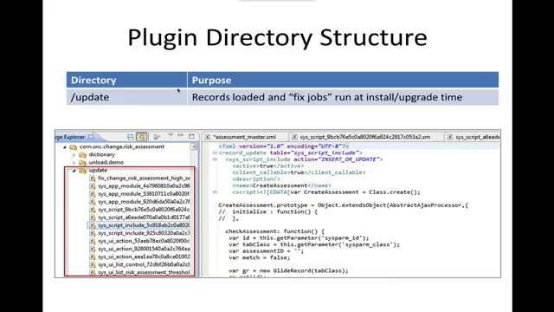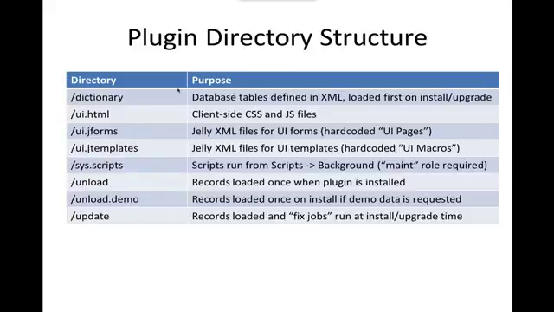The update folder is kind of like the unload folder, only it gets applied every upgrade. So if we change something in here and the customer hasn't modified it, they'll get our new copy when they upgrade. If they have modified it, they will not get our copy. It's one of the strengths of our upgrade. And those are the folders I just went over.